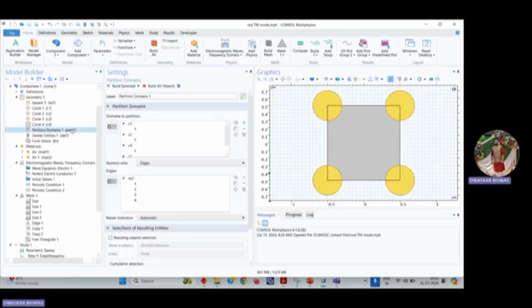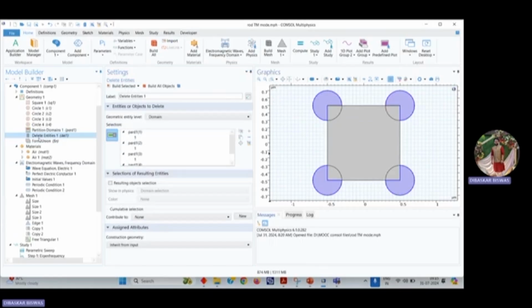Then you go to partition domain, because we need to remove the unwanted part outside the box. You select all those 4 circles, and then select the edges, which is the partition boundary. You select all the 4 edges of the square, hit build selected, then go to delete entities, select domain, select these domains and remove them. Okay, so you finally get the unit cell structure.